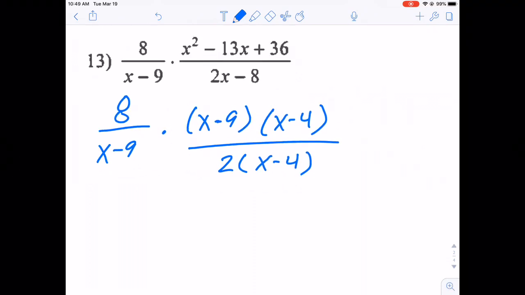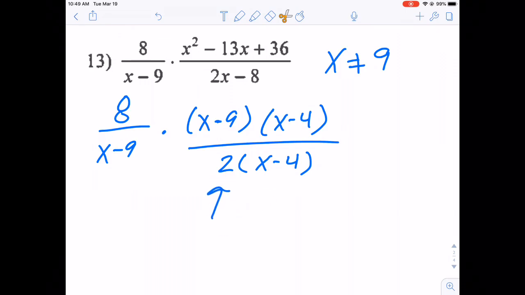All right, restrictions from the denominator. x cannot equal: right here we have a restriction at positive 9. Sliding over here, we have a restriction. I oftentimes will see students tell me a restriction at 2. There's no letter here. That's just a 2. That doesn't create a restriction. It has to have a letter. The letter here creates a restriction at 4.